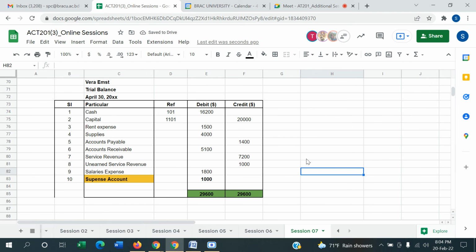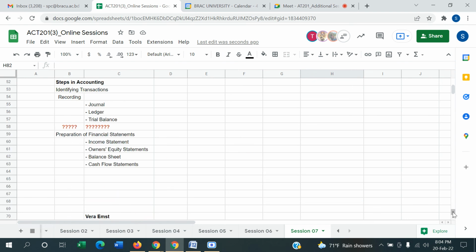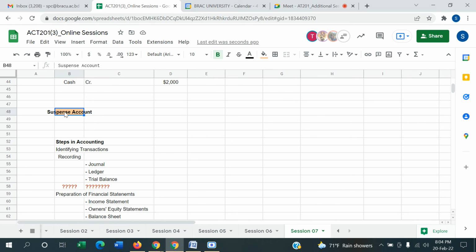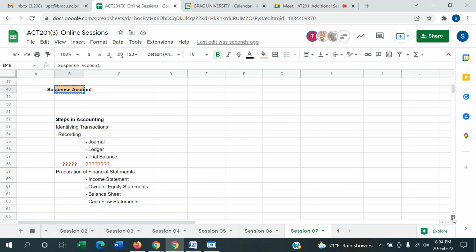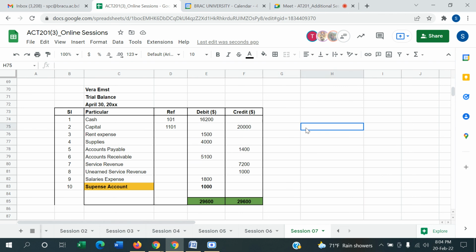After preparing the trial balance, what is our objective? To make the financial statement. When we find any suspense account after preparing a trial balance, the objective should be that this suspense account needs to be eliminated before preparing the financial statement. Have you got me? This suspense account needs to be eliminated before preparing the financial statement.